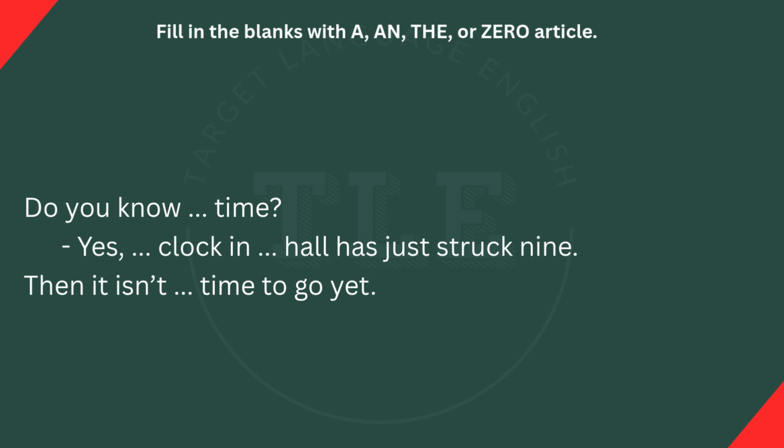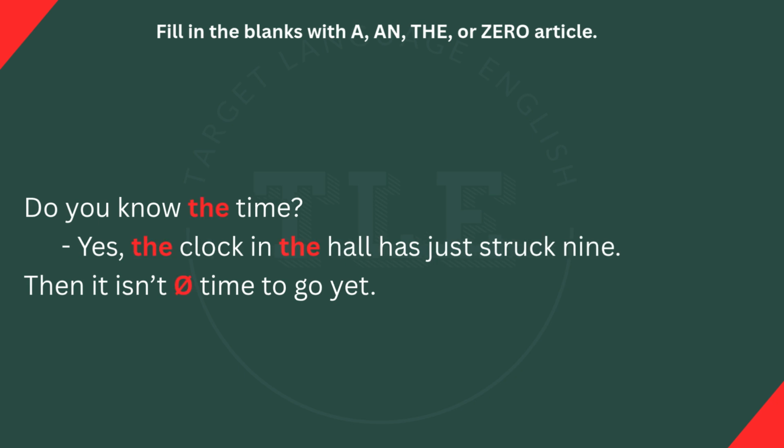Next example. Do you know time? Yes, clock in hall has just struck 9. Then it isn't time to go yet. We'll say, do you know the time? This is a fixed expression asking about the current time. It is understood as one specific thing both the speaker and the listener are referring to, so we need the definite article the time.